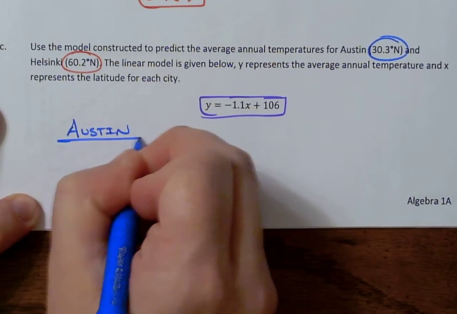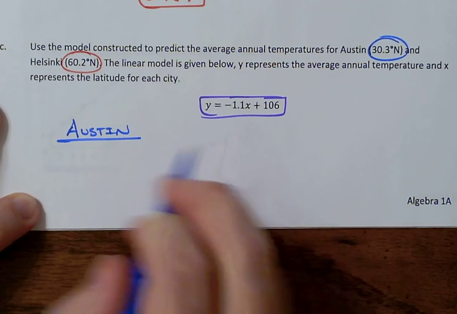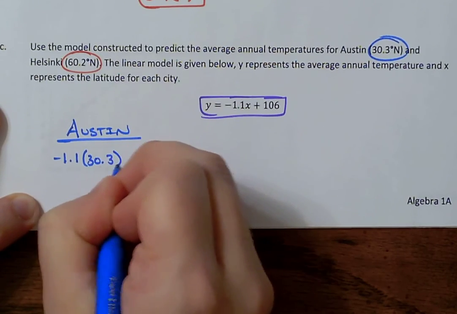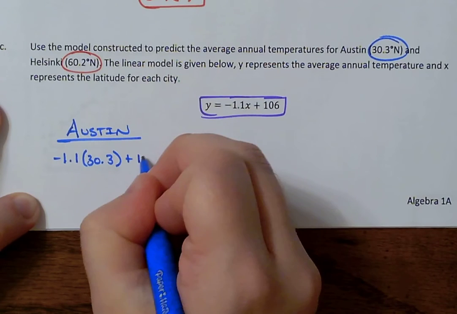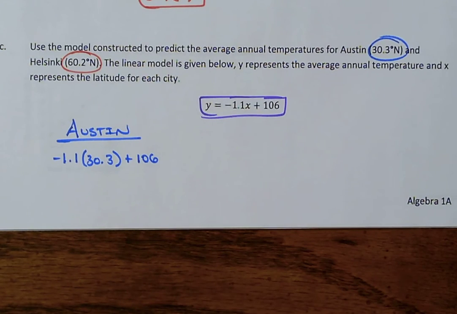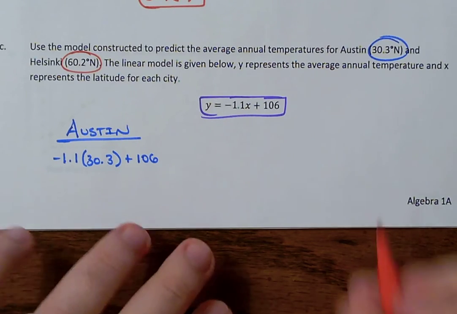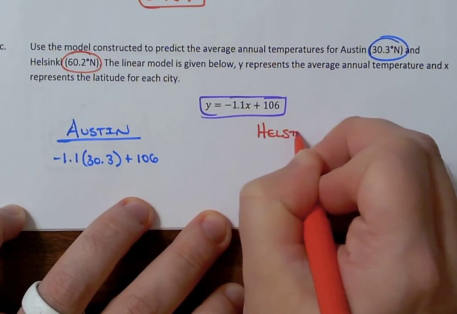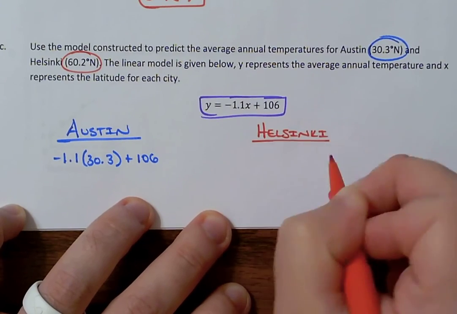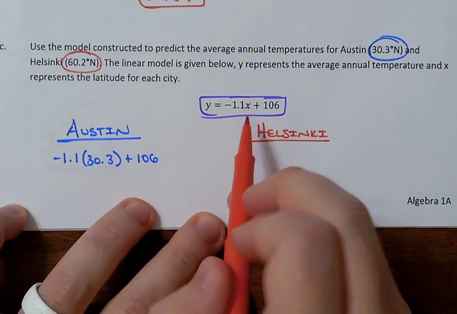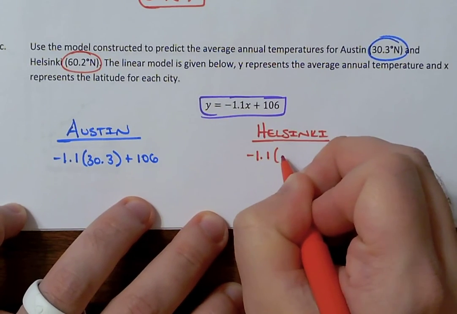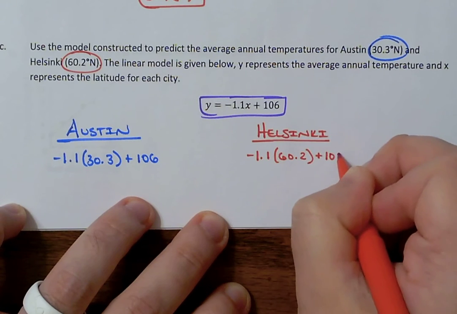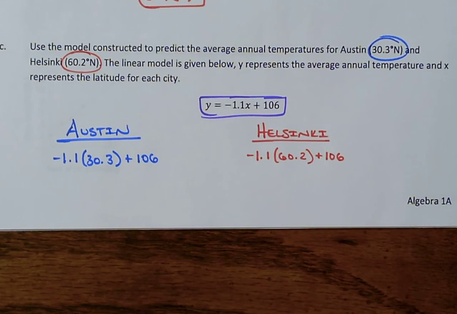So for Austin, it's negative 1.1x. So that's negative 1.1 times 30.3 plus 106. And that's going to tell us the average annual temperature for Austin, Texas. And then to figure it out for Helsinki, sorry, for Helsinki, we're going to take the 60.2 and plug it in for x. So it's negative 1.1 times 60.2 plus 106. So what you're going to do then is use your calculator.